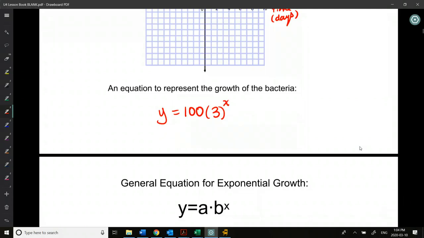And that's going to give me the population at a certain day. So if I wanted to find the population at day 27, I should be able to enter that in for x, and that will give me the population at any time. Okay, so we're going to unpack this a little bit more, but this is basically an equation to represent what we were just talking about.